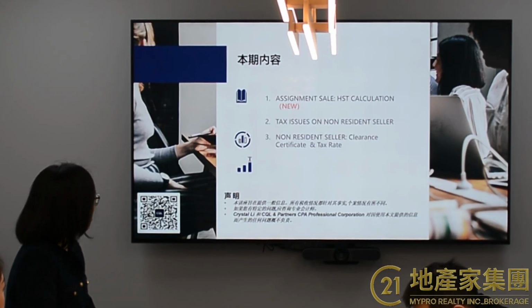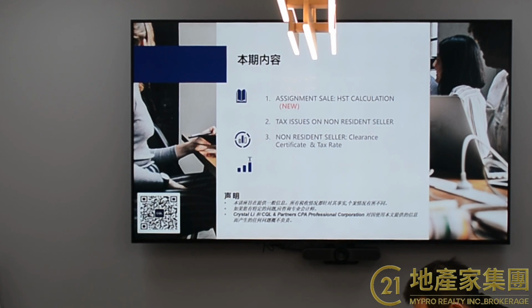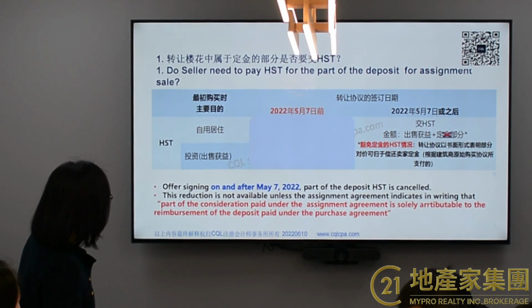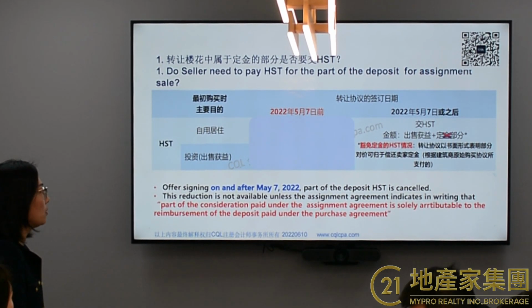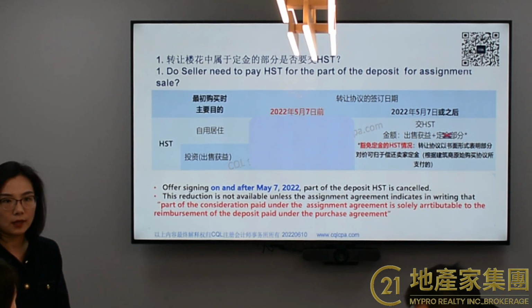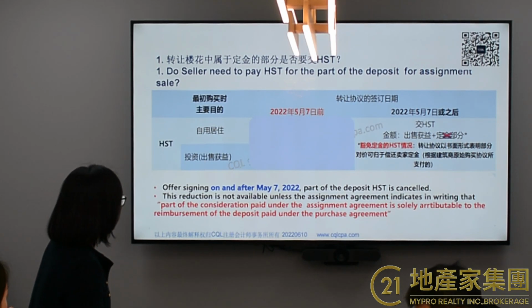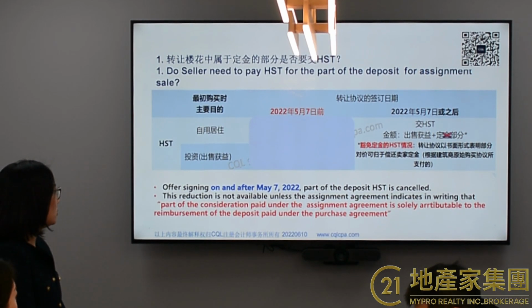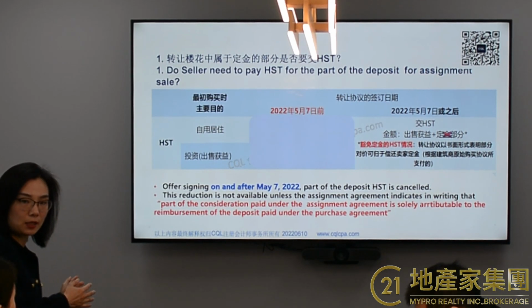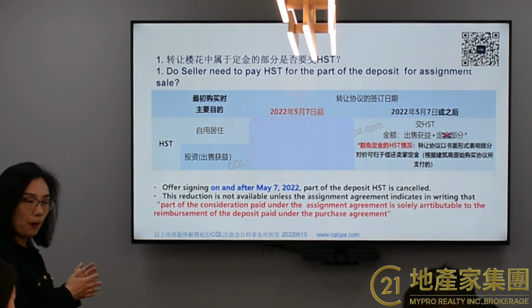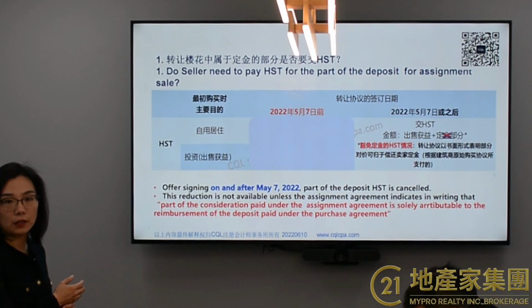Okay. The first topic we're going to talk about is the assignment sale, and how to calculate the HST in detail. So there's a new rule being announced by the revenue agency. A lot of clients ask, when I sell the assignment, does the deposit part need to pay HST? There's a new rule announced on May 7, 2022. Previously, when you assigned the assignment sale, the deposit part of the HST needed to be paid to the revenue agency.